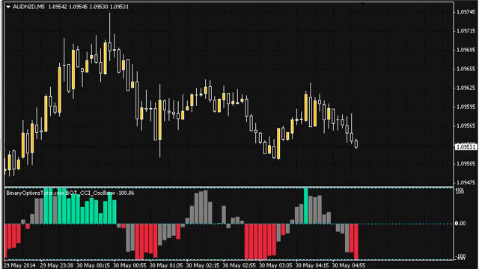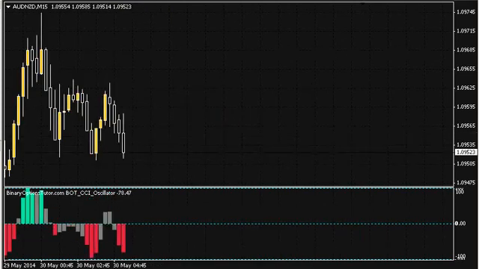Right here we're on a 5-minute chart. We've got a 5-minute chart, and we're in an oscillation down. We don't have the arrows on this chart because I'm just looking at the CCI.